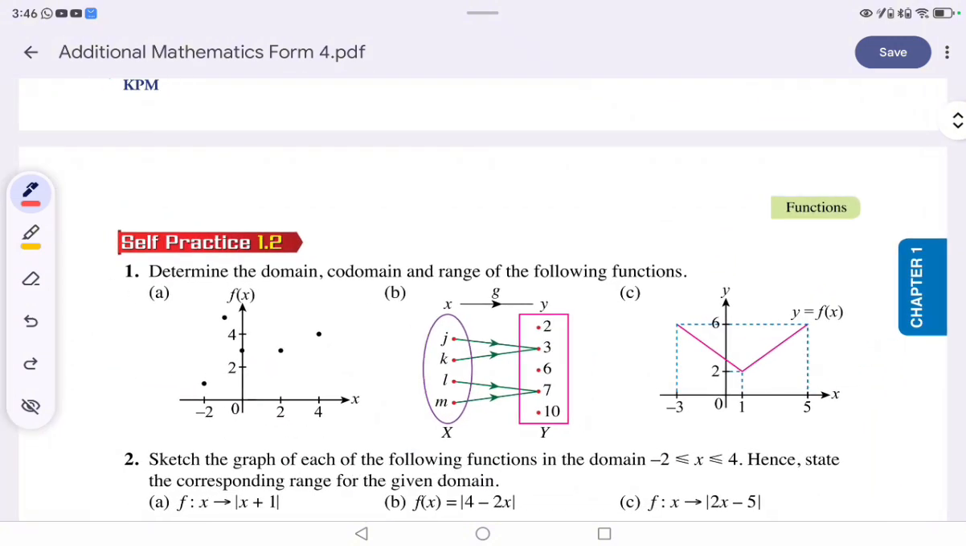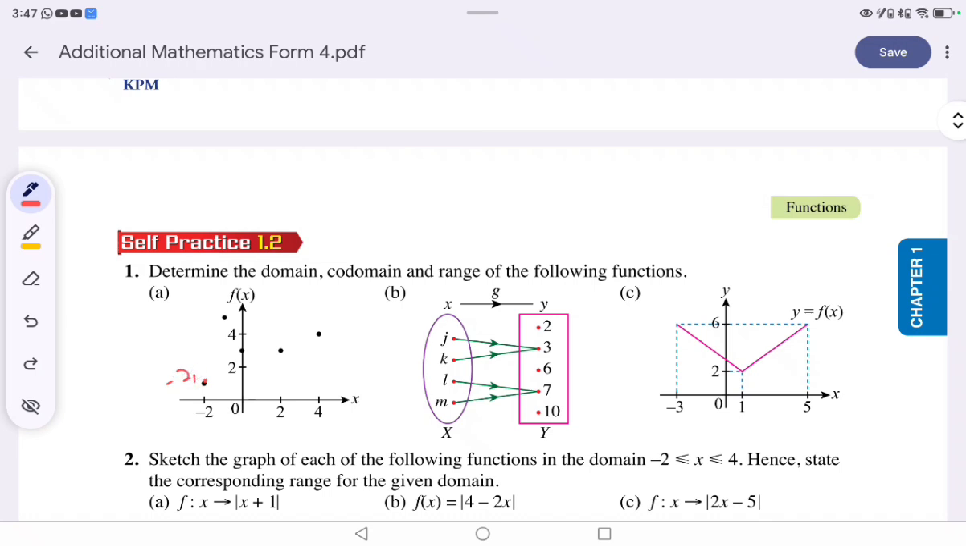Now we go into self practice 1.2. Determine the domain, codomain and range of the following functions. Okay, let's see how to do this exercise. Before that, you need to identify the coordinate. What is the coordinate for this point?